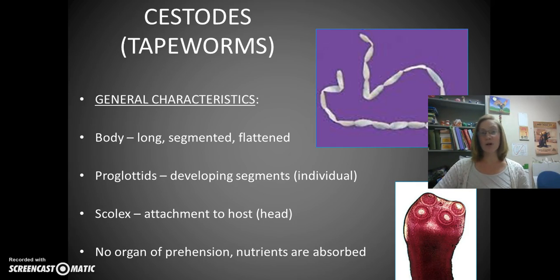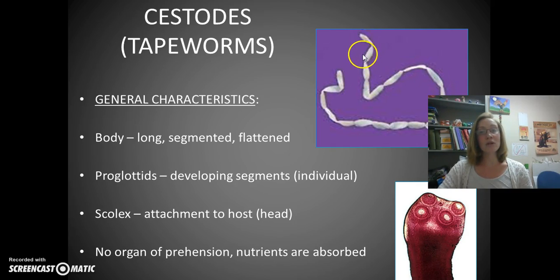So we're going to start with cestodes, which are commonly known as tapeworms, and I just want to discuss a few general characteristics about these tapeworms. Generally, tapeworms' bodies are long, segmented, and flattened. You can see here that the tapeworms are long, they are flattened, these almost look like ribbons in a way, and they're also segmented.